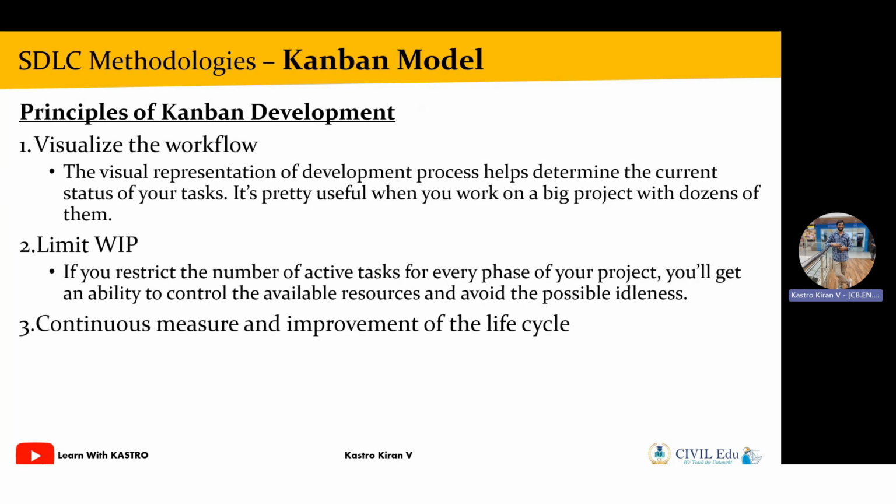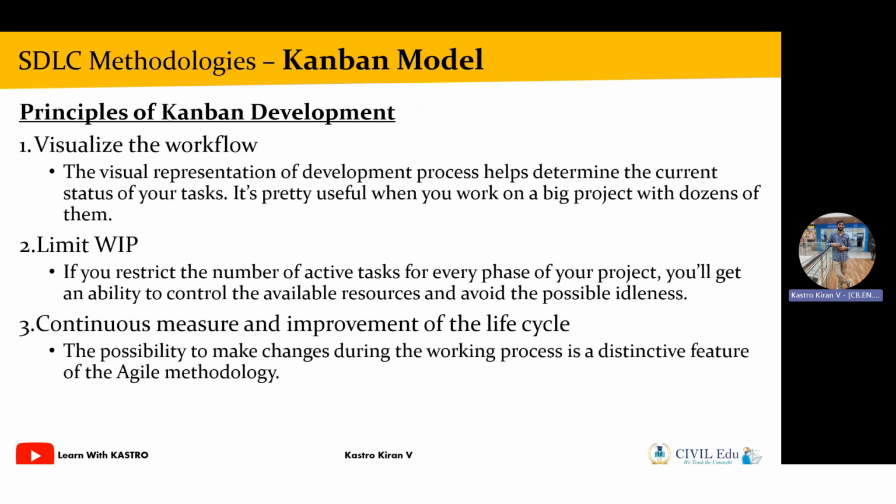Why we need this one is, in a project, there will be multiple people associated with it. If you want to measure the continuity of the work and also what kind of improvements need to be made in order to develop the project, we are going to use this Kanban model. The use case is that whatever possible changes need to be made during the work in progress is a distinctive feature of the agile methodology. Because of this feature, we are going to use continuous improvement of the life cycle of the project. So these are the different principles available in the Kanban model.